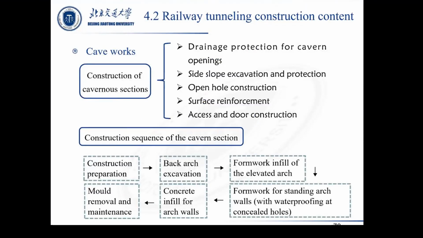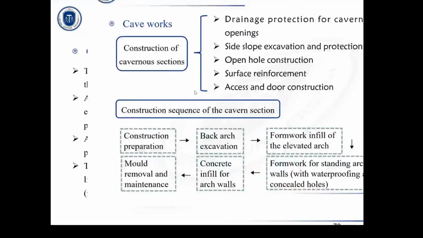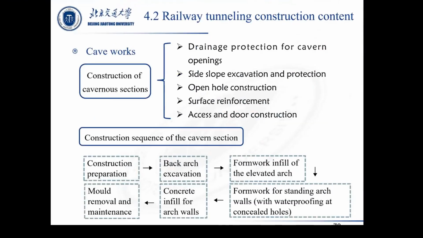The next one is railway tunnel structure construction context. First one is the KV work. The construction of KV section include the KV in trench, drainage, prevention, side elevation, scope, excavation and protection, open KV construction, ground reinforcement treatment, KV and KV door construction.